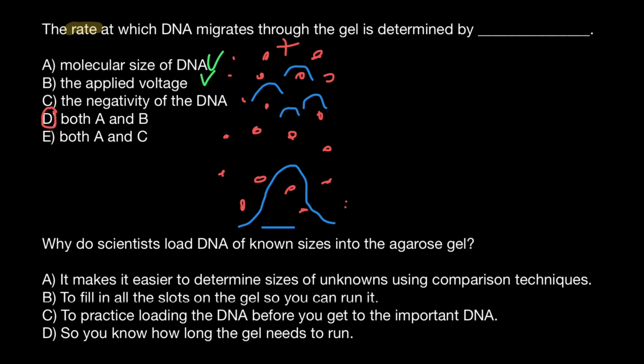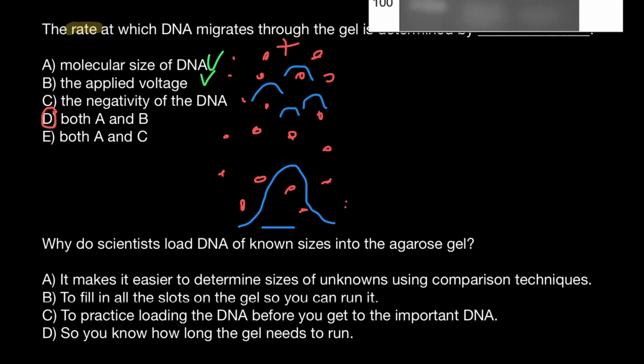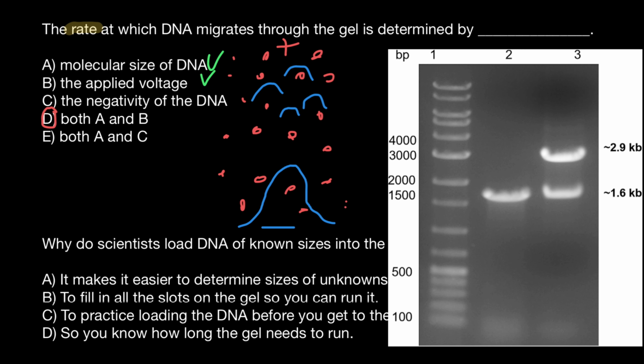The second question: why do scientists load DNA of known sizes into the agarose gel? Take a look at this picture. So what we see on the left we call a ladder, which consists of the DNA, it can be RNA or proteins, of the known size.